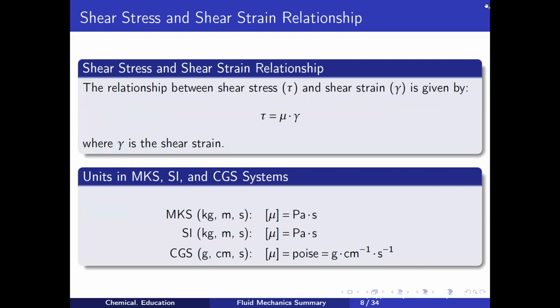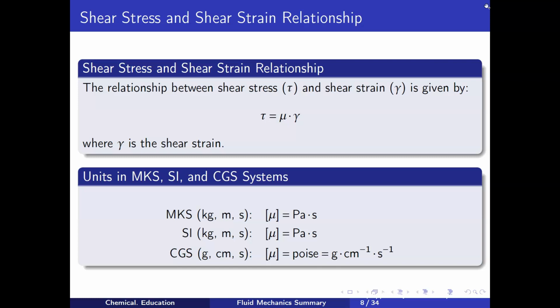Now shear stress and shear strain relationship. The relationship between shear stress and shear strain is given by tau is equal to mu times gamma dot. Gamma dot is nothing but du by dy, where gamma is the shear strain.